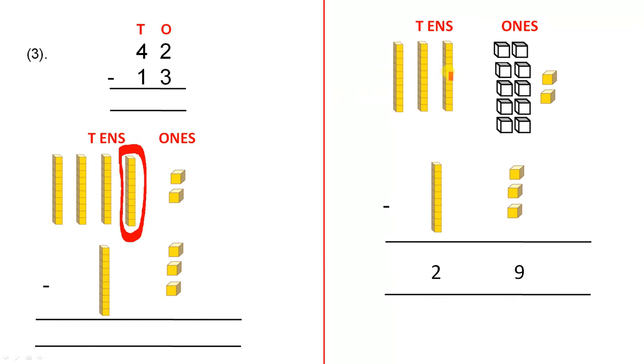Here are the 3 tens in the tens column. Here are the 10 ones, plus the original 2 gives us 12 ones. Now we can do the sum. 12 take away 3 gives us 9, so it'll be 9 in the ones column. 1, 2, 3 tens take away 1 10 gives us 2 tens, so the answer is 29.